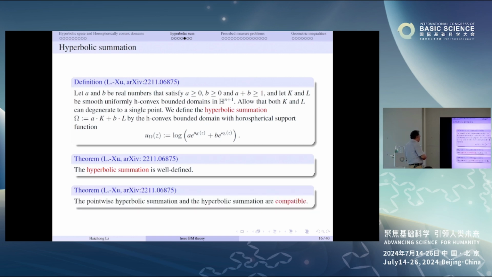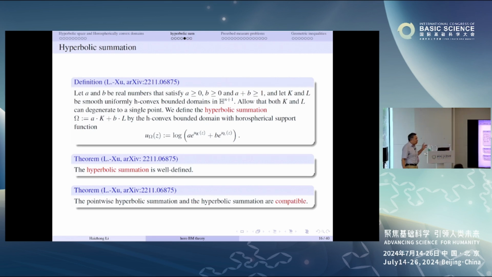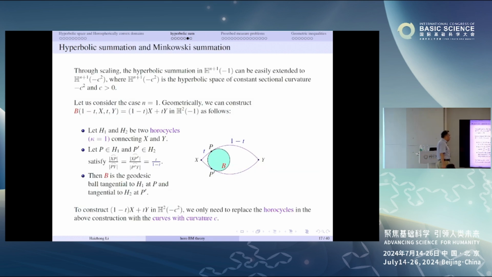We can also check that the pointwise summation and this hyperbolic summation are two compatible concepts. It means if the domain is smooth, the two definitions coincide. In fact, in the beginning we found this kind of definition; later we found that we can introduce a summation for any two sets. People asked, during this talk which I have given for maybe almost 1.5 years, what the relation is between your summation and the Euclidean summation. Here I tell you they coincide.